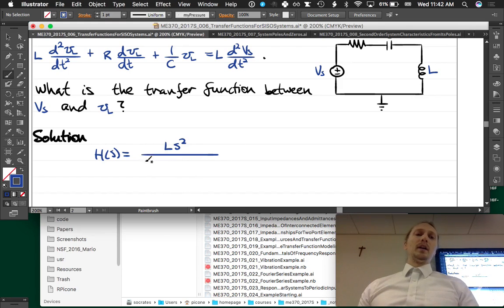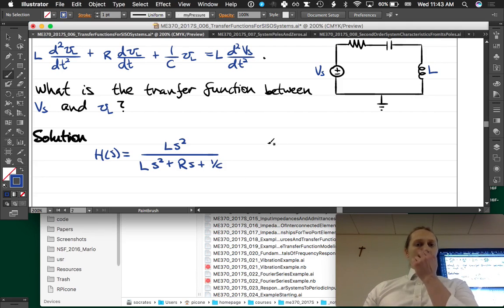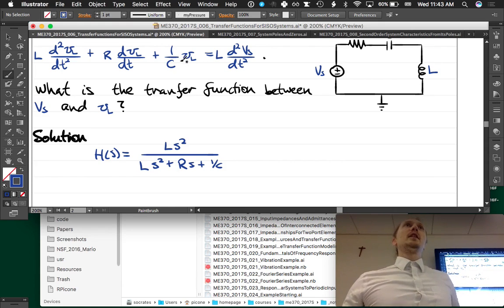Now, we also have a denominator that comes from the left-hand side. These are the A's in our formula. We have L from this term times S to the what power? Plus R times what? S plus, what's the last term? Yeah, 1 over C. Good. And there's no S there. You could say S to the 0, which is just 1. Or you could just recognize that there's no derivative on this term, so there's no S.